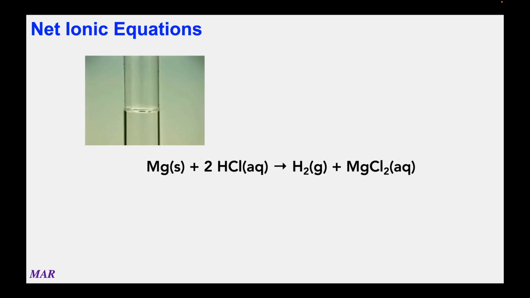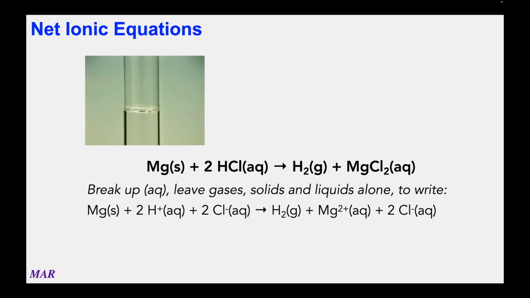So what we would do to find the net reaction is we would break up the AQ parts. But again, we're going to leave the solid magnesium alone because it's a solid, and we're also going to leave the H2 gas alone. So if you break up the HCl, you've got 2H plus and 2Cl minus. We'll also break up the magnesium chloride. That makes magnesium 2 plus and 2 chlorides.